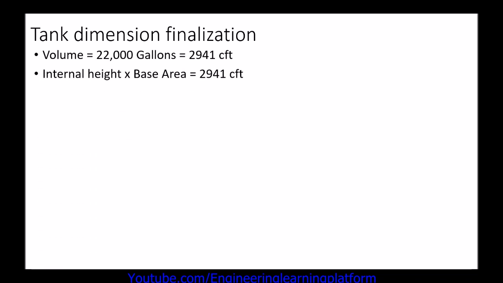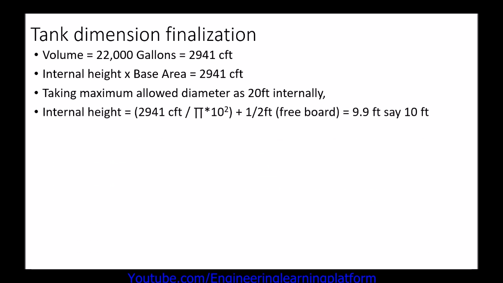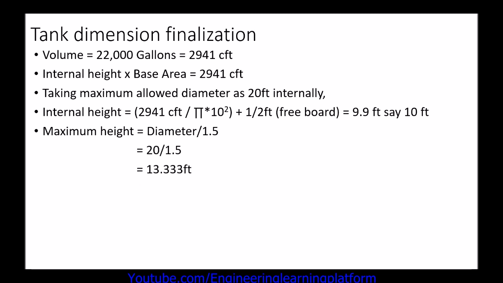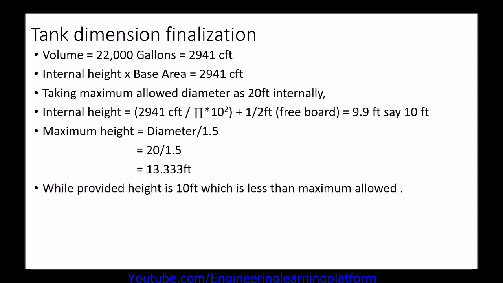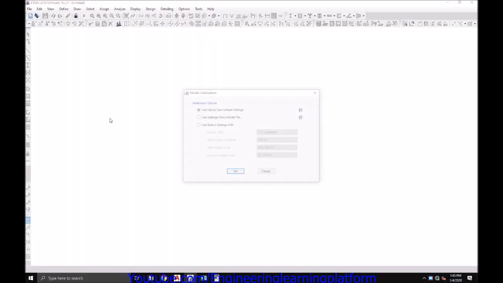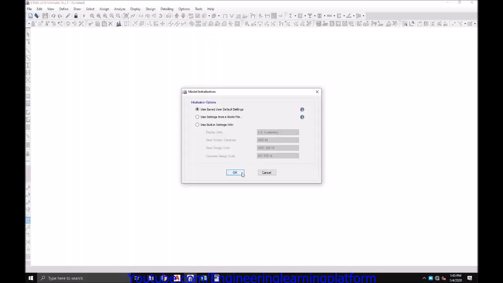So the tank dimension finalization gives us 20 feet allowed diameter and the height as 10 feet. The maximum allowed height is roughly, practically talking, diameter divided by 1.5 times, which we provided as 10 feet. So we are within the limits.